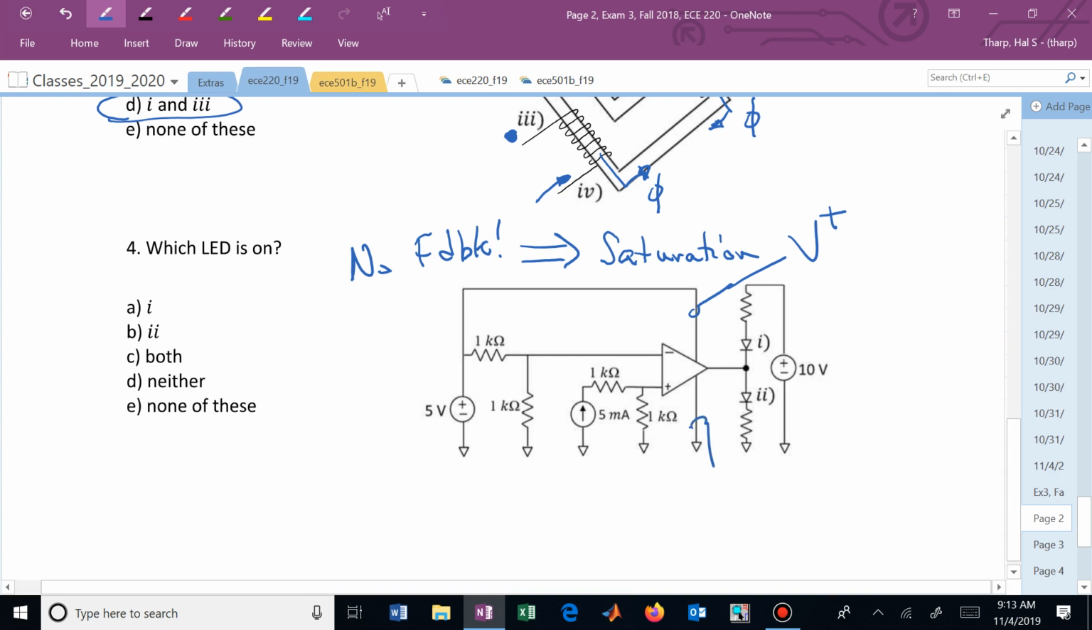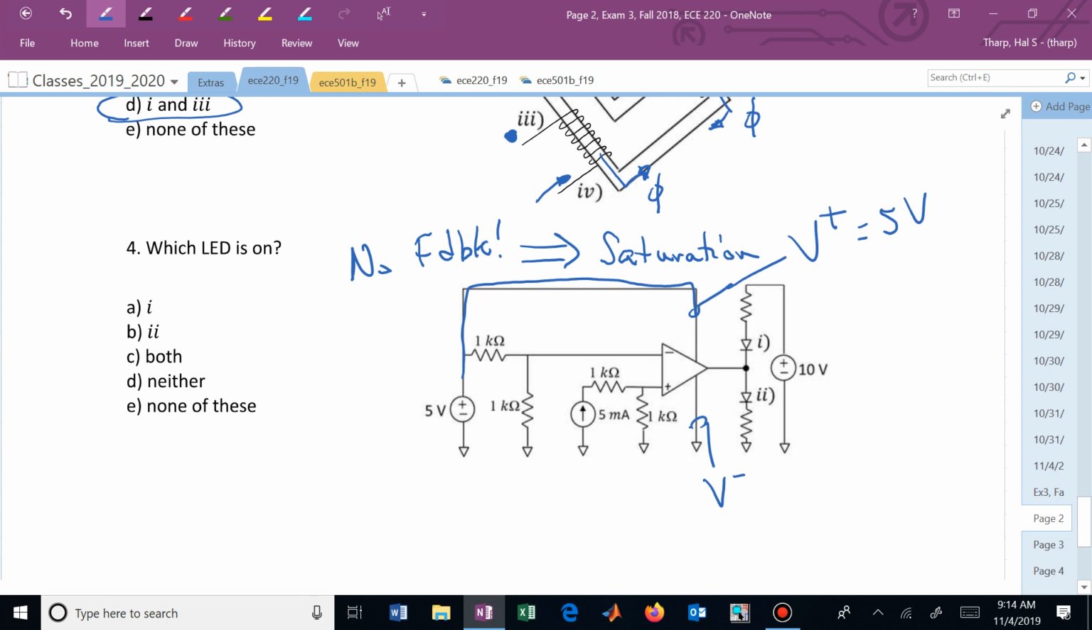Here, this one is now V-. That's the negative pin, and that's at the common point. And the V+ is now at 5 volts. That's now going to establish this op amp in a functional manner. It now can function, this op amp.